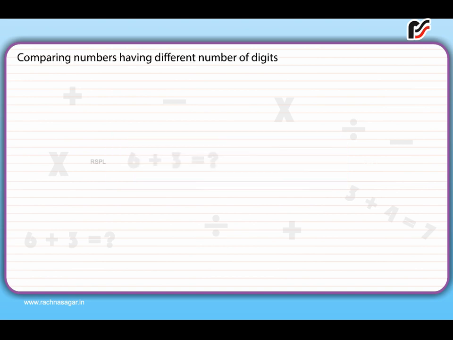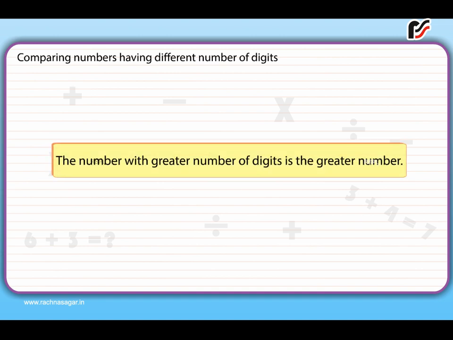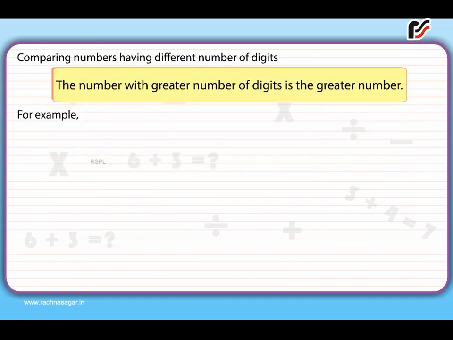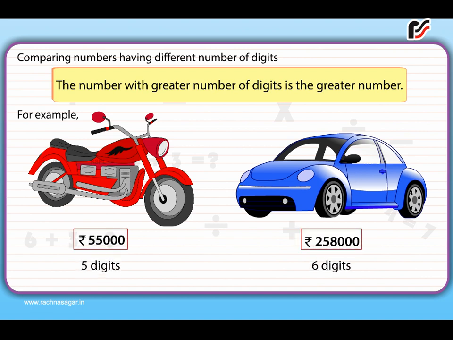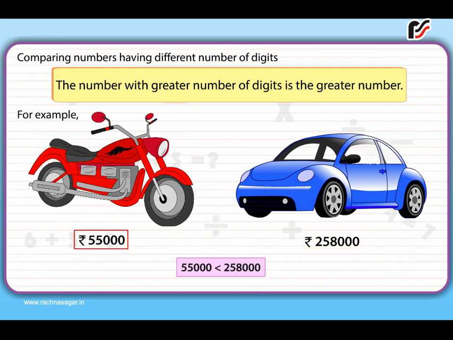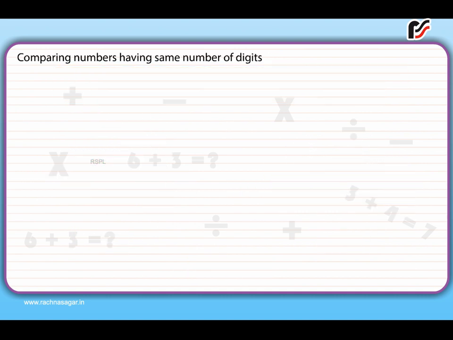Comparison of numbers. Comparing numbers having different number of digits. The number with greater number of digits is the greater number. For example, the cost of a motorbike is rupees 55,000 and cost of a car is rupees 2,58,000. Here we can see that there are 5 digits in 55,000 and 6 digits in 2,58,000. Therefore, 55,000 is less than 2,58,000.